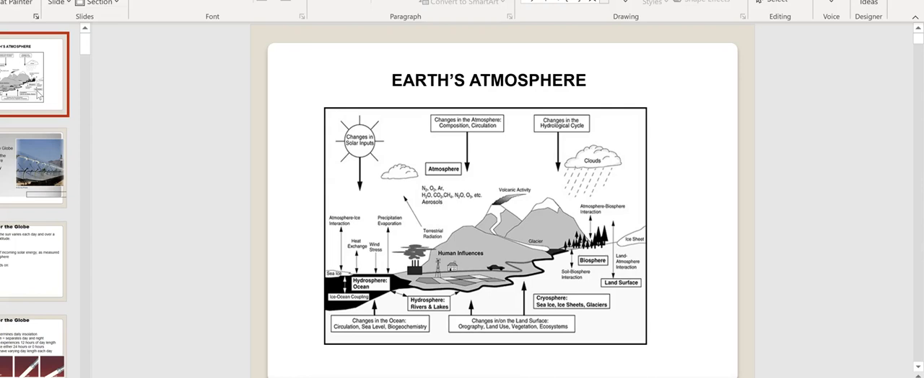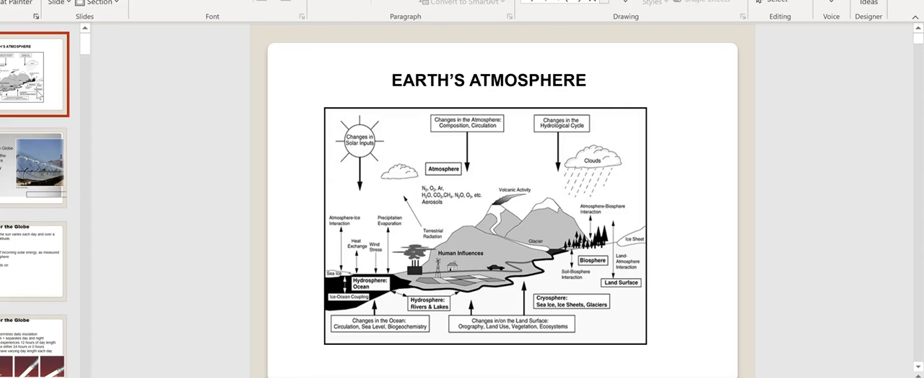Now remember, all of these systems that we're talking about, they're all circular in nature. None of them are linear. The Earth has not created linear systems. The Earth has created circular systems. So you'll also notice that all of these systems work in conjunction with one another.